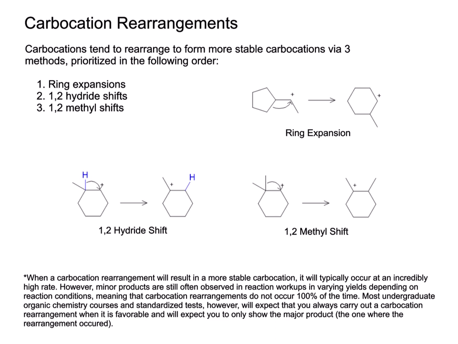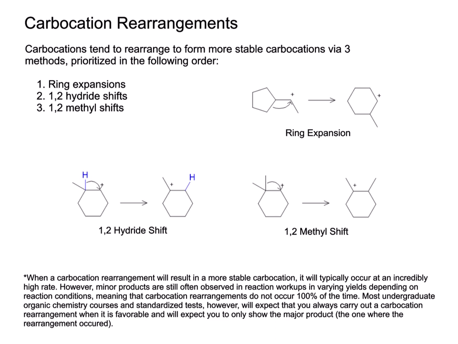Now that we've talked about the stability of various carbocations, the next logical step is to talk about carbocation rearrangements. Carbocation rearrangements are based on the simple fact that carbocations tend to rearrange to form more stable carbocations. And this is done via 3 different methods, prioritized in the following order. First is a ring expansion. You can see an example of a ring expansion in the top right image. Next, we have the 1,2 hydride shift, shown in the bottom left. And third, we have the 1,2 methyl shift, shown in the bottom right. We'll review each of those 3 types of carbocation rearrangements in more detail shortly.